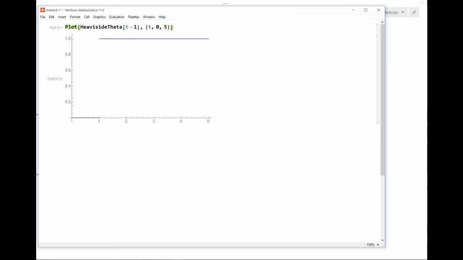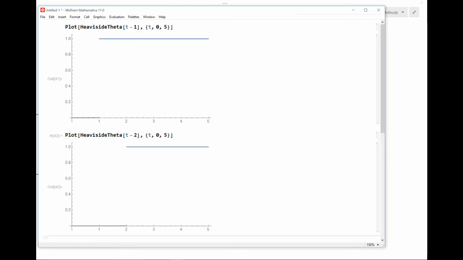Okay, now this is what I'm going to do. I'm going to plot Heaviside theta at t minus 2, and I'm going to do it from 0 to 5 as well. So this is the function that turns on at 2. Well, what I'm going to do is put 1 minus that, just to introduce the effect that it has. So 1 minus Heaviside theta will be the function that turns off at 2.